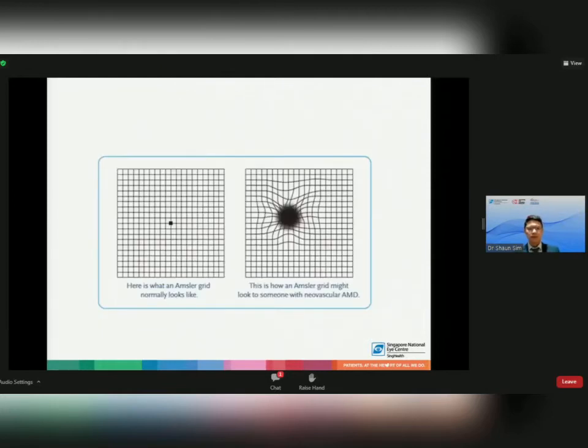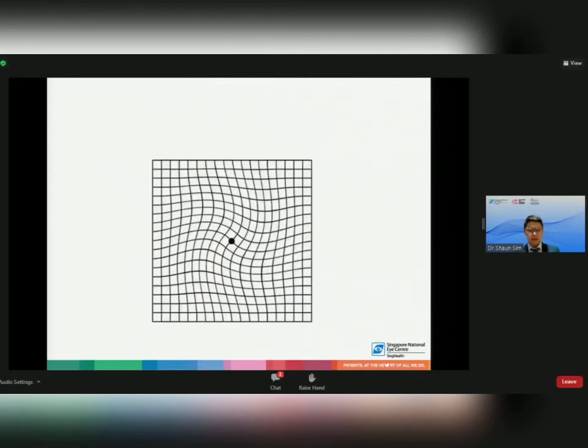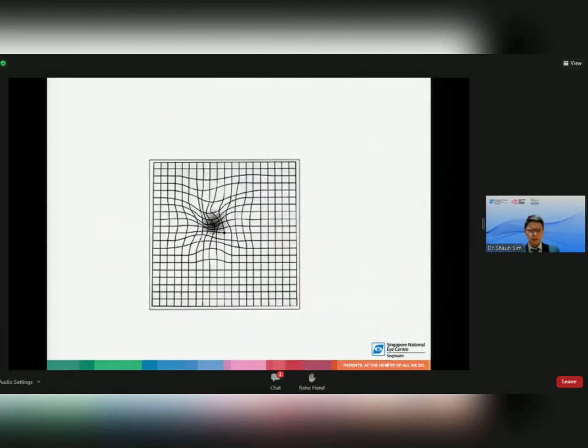So a person without any problems will see straight lines as the image on the left, but a person with wet AMD will see portions of the grid that appear blurred like that on the right. Or lines may appear wavy, as I said just now, and portions of the grid may appear distorted.